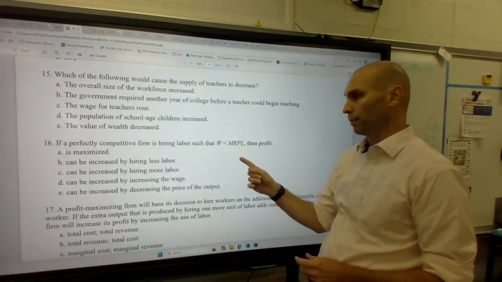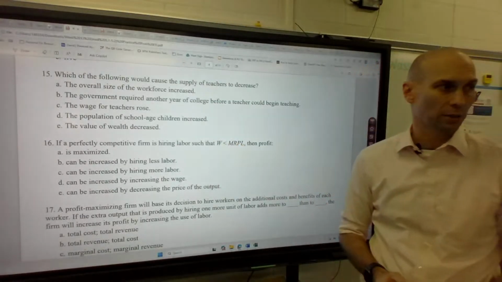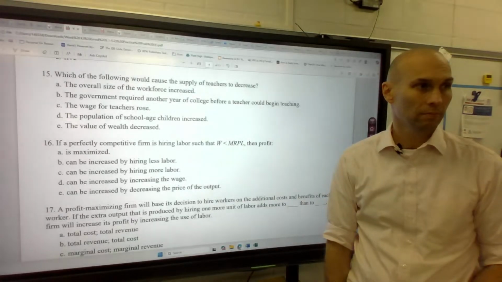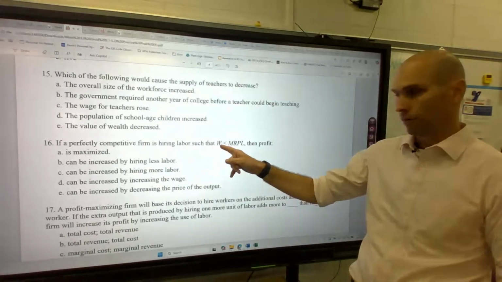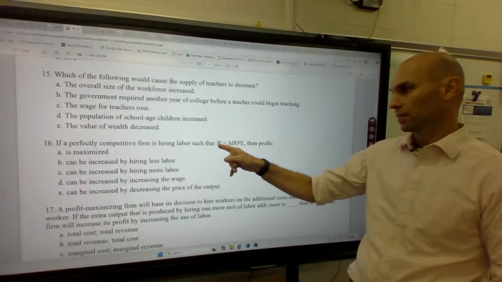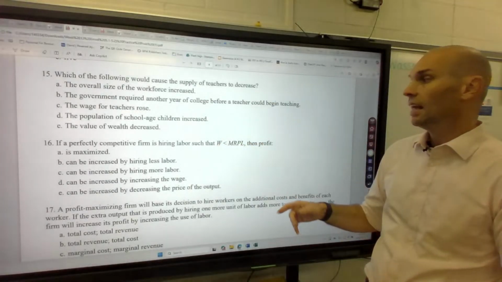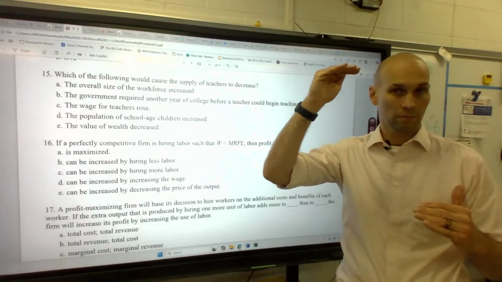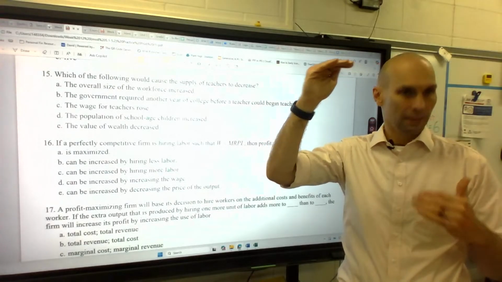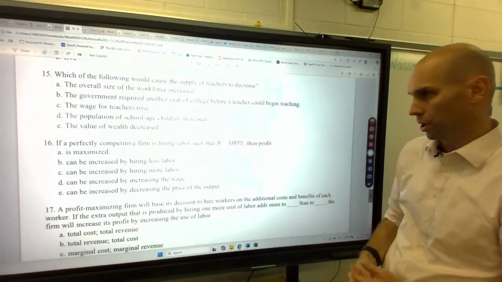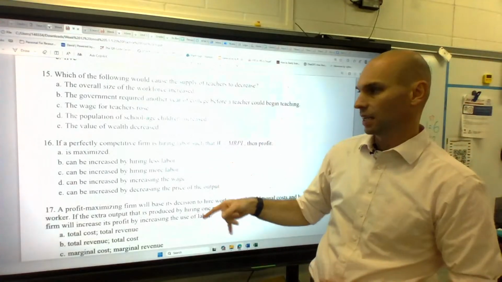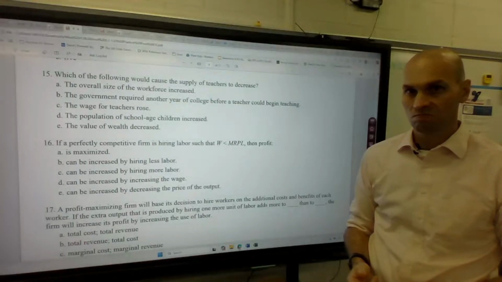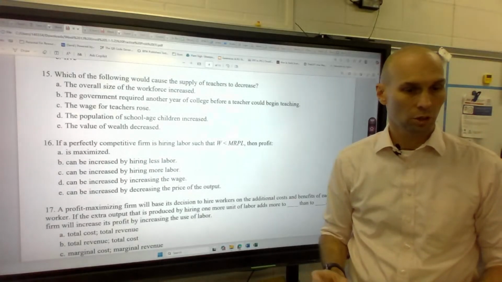firm hiring labor such that the wage rate is less than the marginal revenue product of labor, then profit. Is it maximized? It would be maximized if this sign was what? Equal. This marginal revenue or marginal cost of labor, marginal revenue product of labor. If your revenue is greater than your cost, you should what? Keep hiring. Keep doing the thing, hiring more workers. So it can be increased by hiring more labor. There it is. All good? Questions?